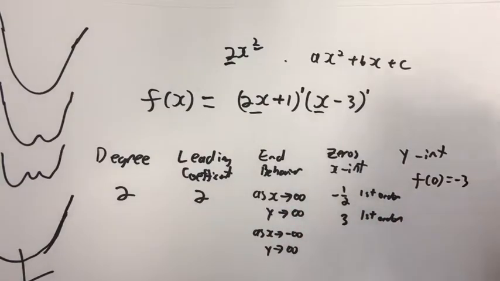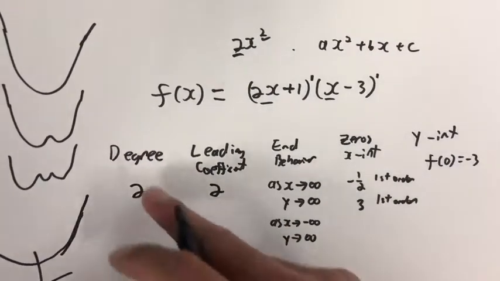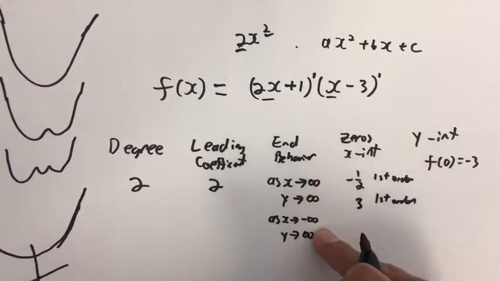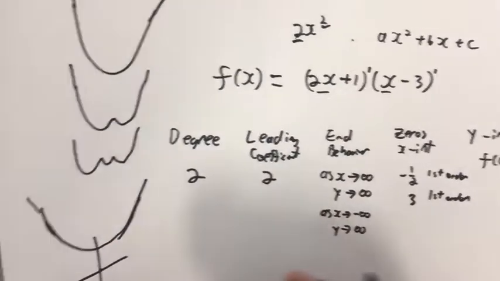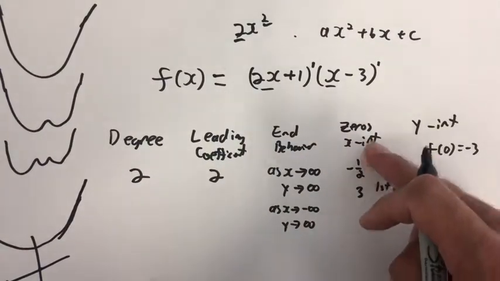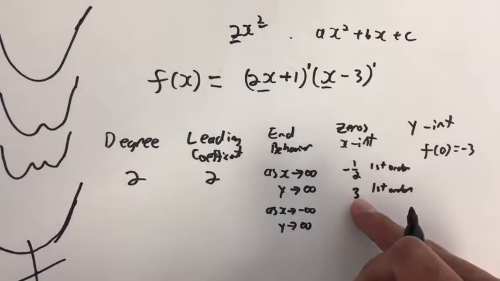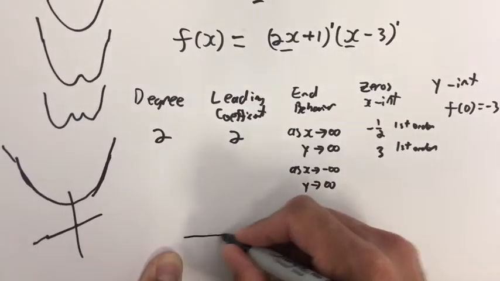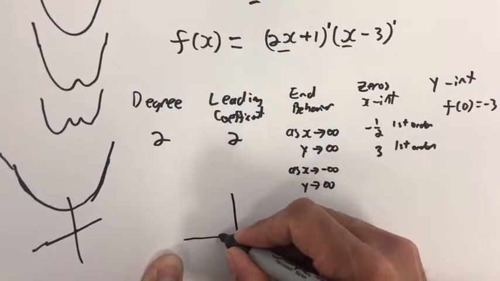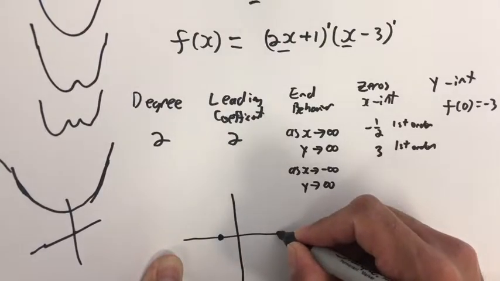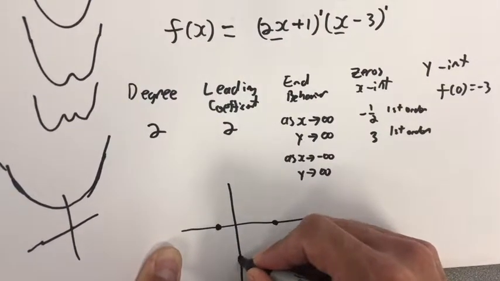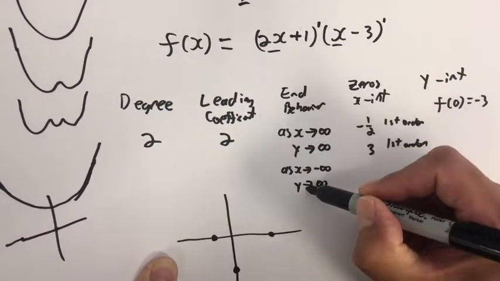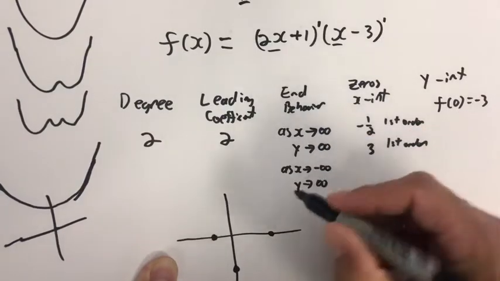I'm now going to take all this information and quickly sketch a graph. Because my degree is even and my leading coefficient is positive, I've got this end behavior, so it goes up on both sides. I also have zeros, that is x-intercepts, at negative 1/2 and 3. And my y-intercept is negative 3. So I'm going to go over to negative 1/2, 0, and 3, 0, and my y-intercept is negative 3. And also I have this end behavior that y approaches infinity as x approaches infinity or negative infinity.